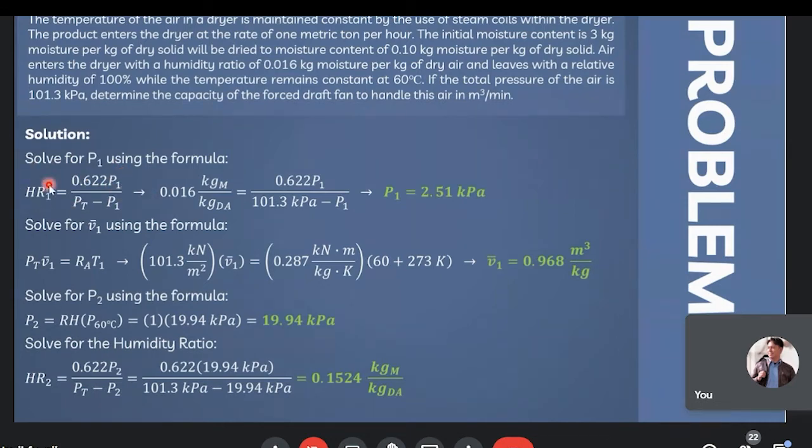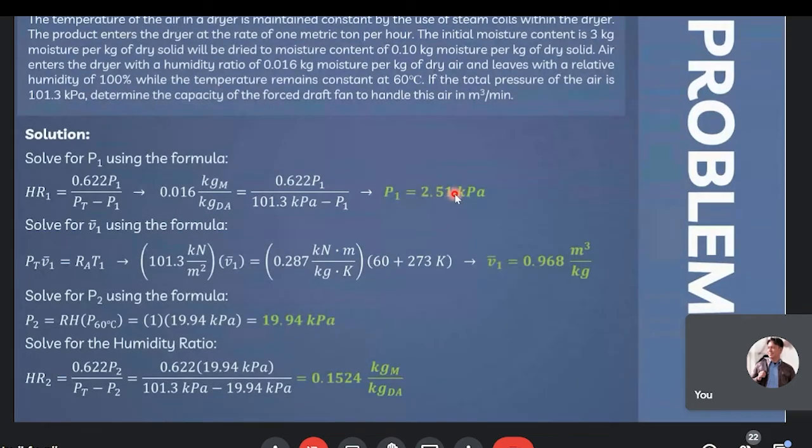So kapag meron kayong mga reviewer for industrial plant engineering, ito na yung mga reviewer ng prime. So given na tong formula na to, derived na siya. So 0.016 kg moisture per kilogram of dry air is equal to 0.622 P sub 1 divided by 101.3 kilopascal minus P sub 1. So shift solve lang natin since isa na lang yung variable natin. Meron tayong pressure at 1 which is equal to 2.51 kilopascal.